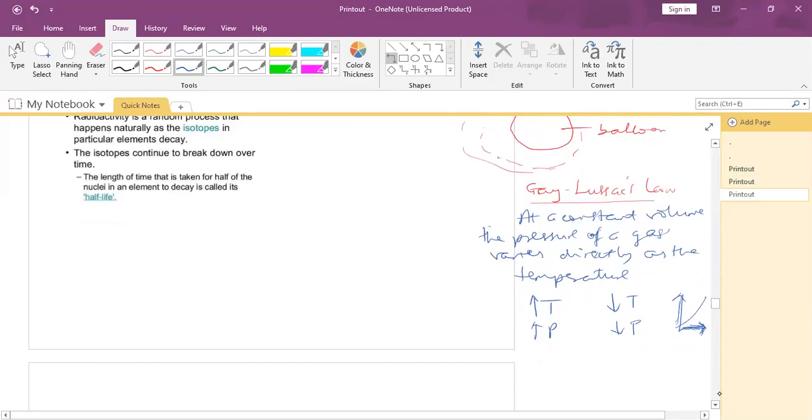Okay. So the relationship between this mathematically, then, you have something similar to the volume and temperature. So P1 over T1 is the same as P2 over T2. Okay. Direct variation. The ratio is constant.